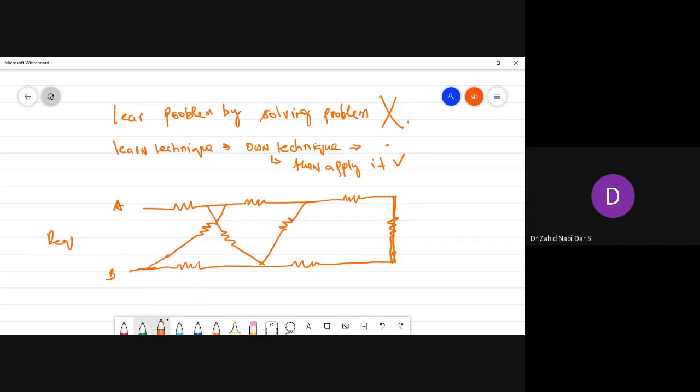So my technique is to label according to the node. Here you find one node, one node, one node, one node. Node means a point where two or more lines are meeting. First of all, the first step is to label it. See, till here there's one point. After the resistance comes, the point will definitely change.